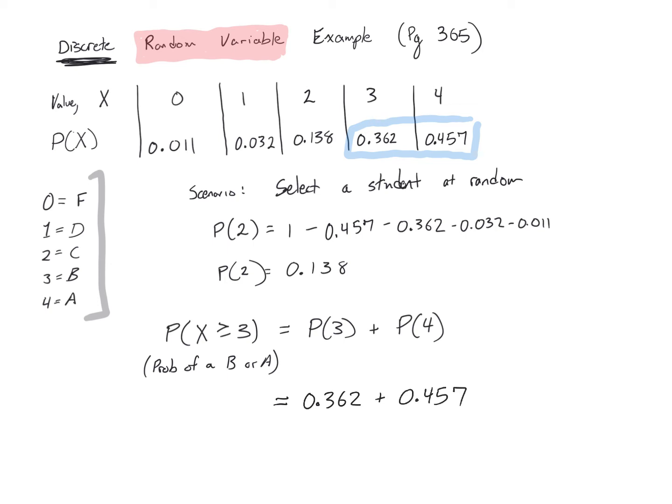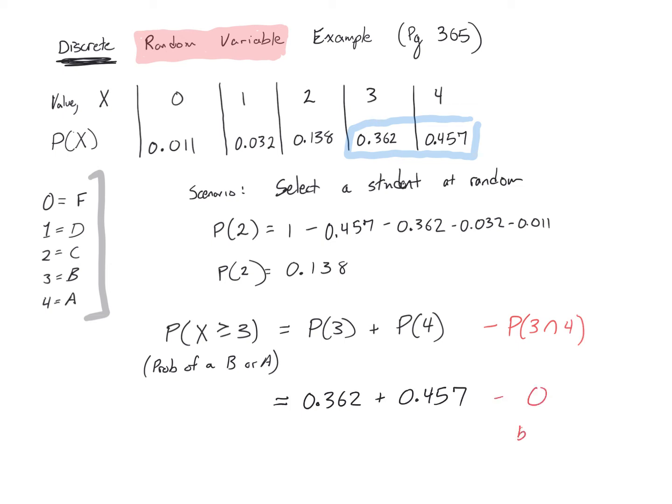And you'll notice I didn't have to subtract the probability of 3 and 4. I suppose I could, but it's impossible for a randomly selected student in one class to get both a B and an A. So these things are mutually exclusive. I'll write this in here, minus the probability of 3 and 4. But that's just minus 0.